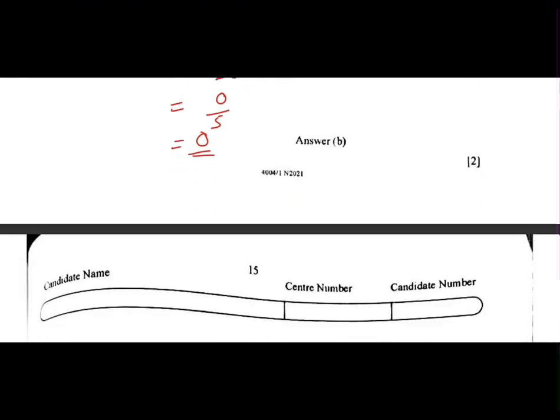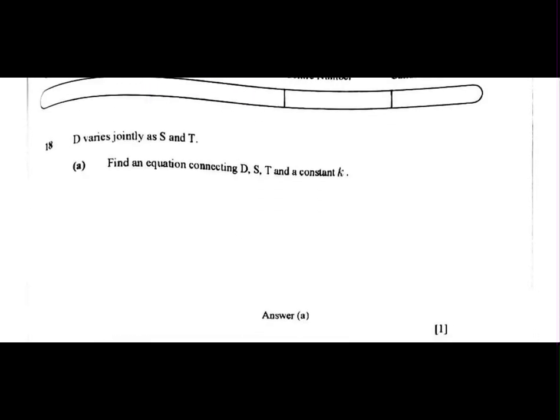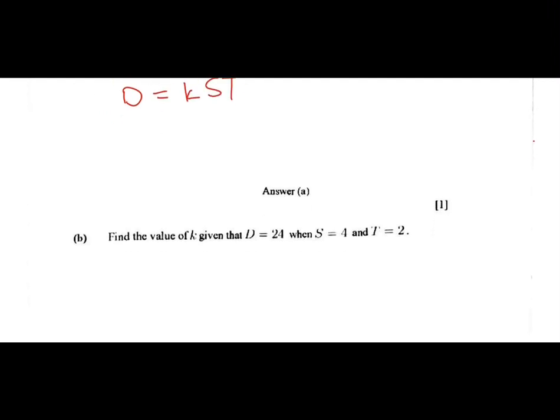Okay, let's move on to question 18. D varies jointly as s and t. Find an equation connecting d, s, t, and another constant k. So to express this, d is varying, you put the variation sign as s and t, so it will be s times t. When you remove the variation sign and put an equals, you put the constant to multiply the numbers after the variation sign. So it will be d is equal to kst.